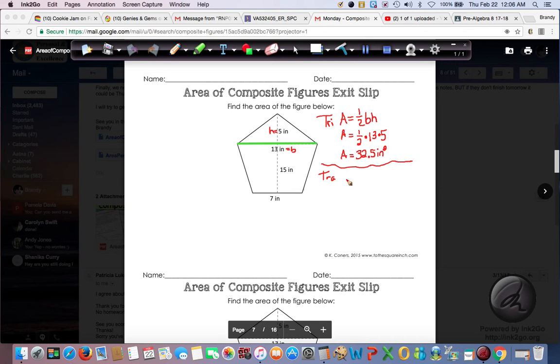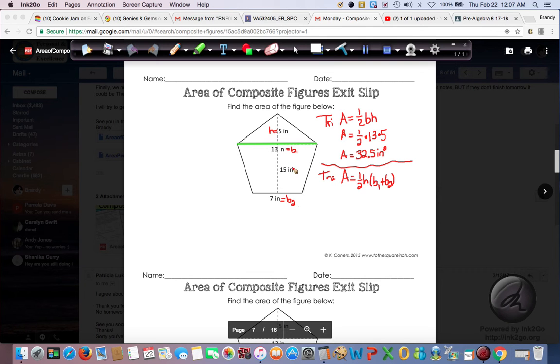That makes sense, yeah? All right, so my trapezoid formula, and you can go back to your formula sheet. 1/2 the height times the sum of the bases. Okay, so now we need to label. Well, one of my bases is already labeled, right? So we'll go ahead and call that base 1. We can call this guy down here, because it's the one that's parallel, base 2.